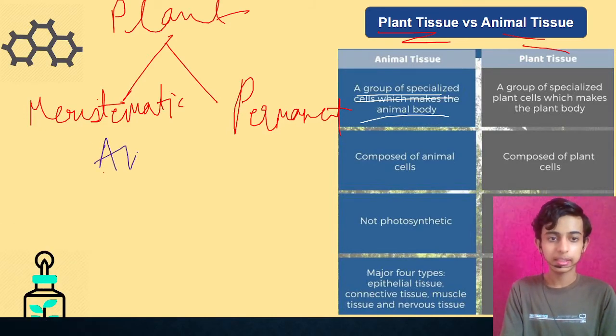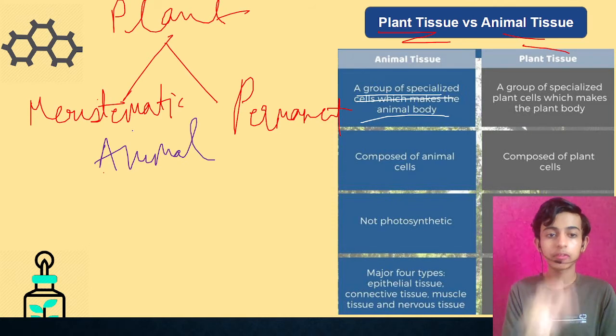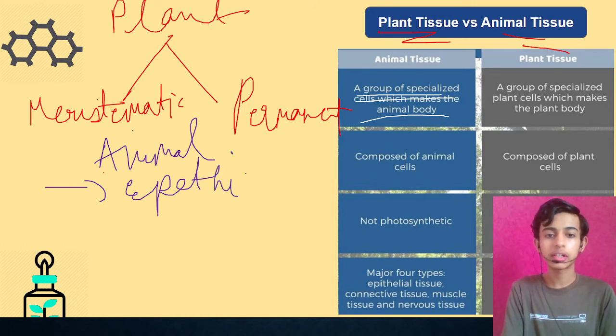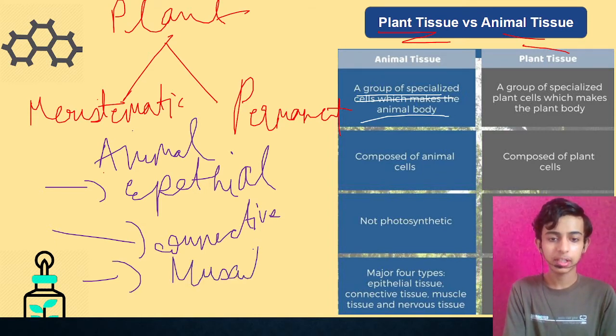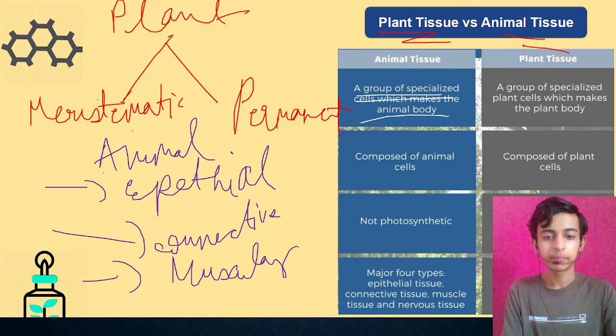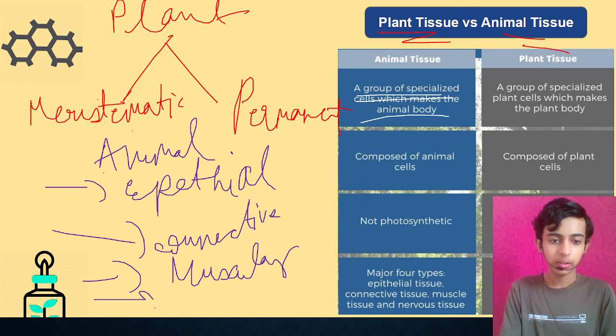In animals, we have four types of tissues. What are the four types of tissues? Number one, epithelial. I will be teaching each and every tissue in depth, so no need to worry. Second is your connective. Third is your muscular or muscle tissue, whatever you call it. And fourth is your nervous tissue, as I talked about.